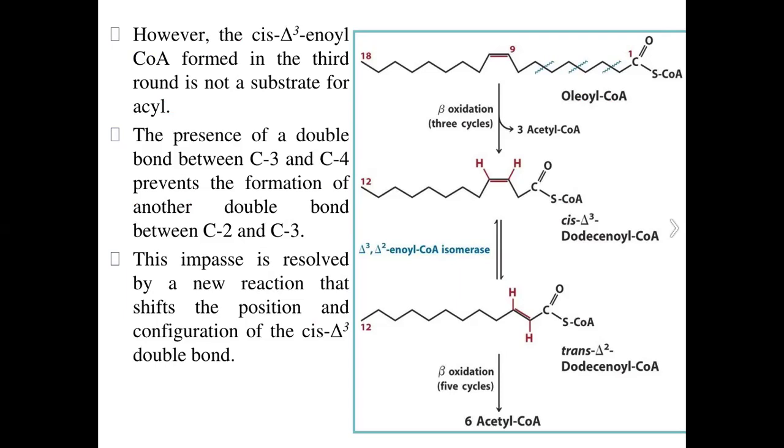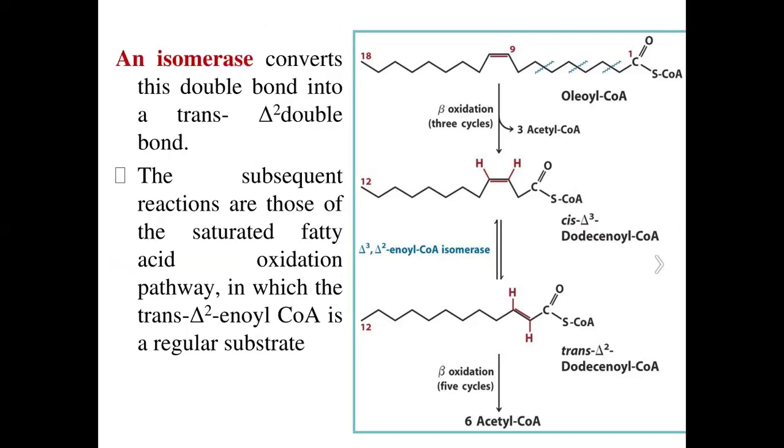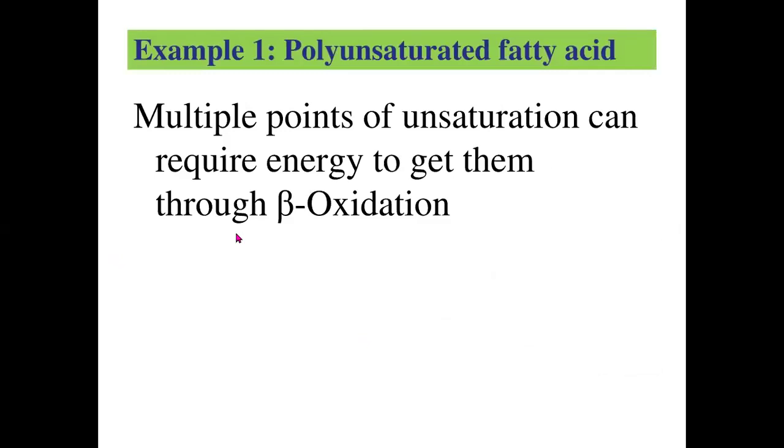So now, the explanation: we have cis delta 3 enoyl-CoA that was formed in the 3rd round, and it's not a substrate for acyl-CoA dehydrogenase. It's not a substrate for our enzyme hydratase, right? So the presence of a double bond between carbon 3 and 4 prevents the formation of another double bond between carbon 2 and 3, and this impasse is resolved by a new reaction that shifts the position and configuration of the cis delta 3 double bond, which we have already explained in the reaction.